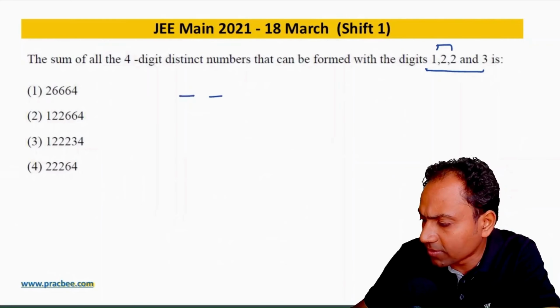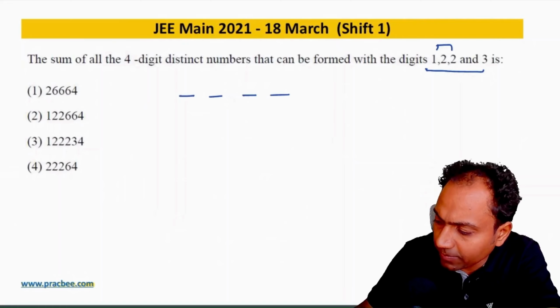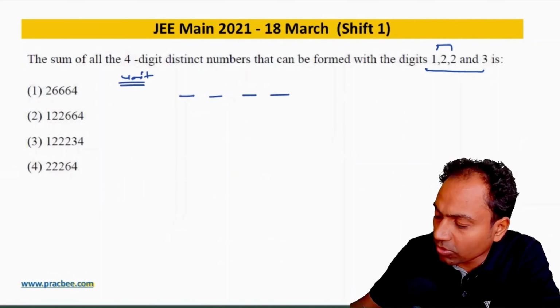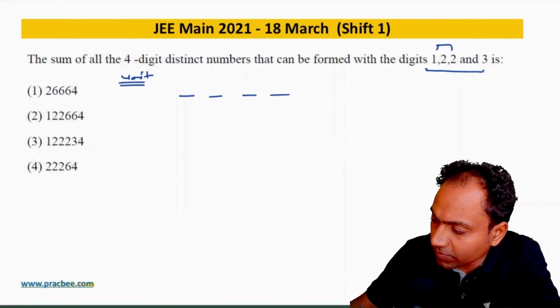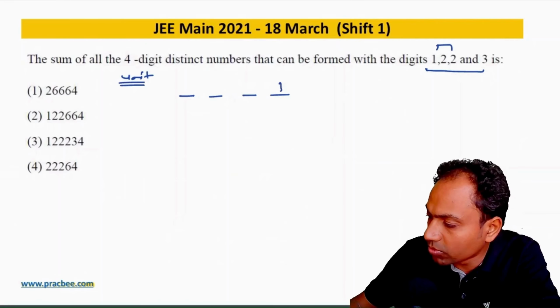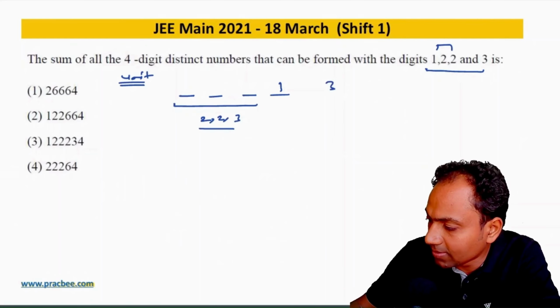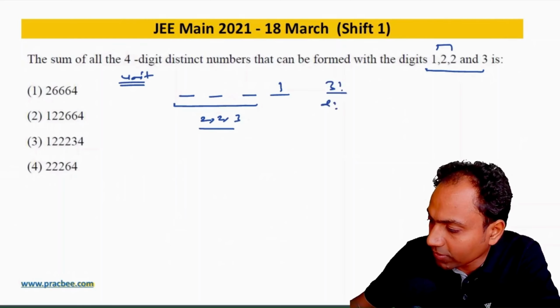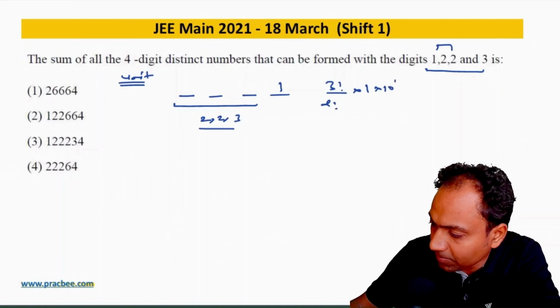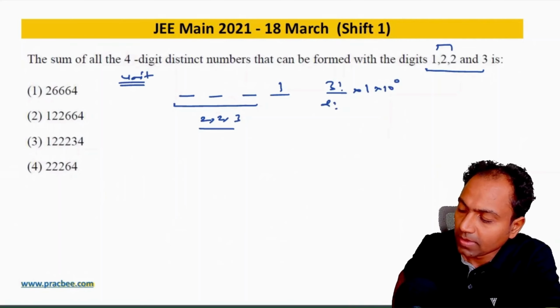So what is the core method? First, let us count what is happening at the units place, and then understand the contribution of each of these. So if I put 1 here, then how many times is this 1 going to come? Now in these 3 places, I will have to put 2, 2 and 3. So this will come in 3 factorial by 2 factorial ways. And since 1 is coming, this is the contribution. And since the place value is 10 to the power 0, this will come.